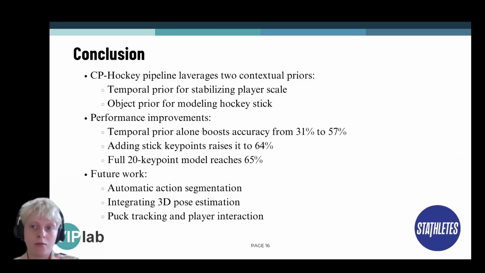In conclusion, our CP hockey pipeline introduces 2 key contextual priors that significantly enhance action recognition in ice hockey. First, a temporal prior helps stabilize player scale across frames, addressing camera-induced jitter. Second, an object prior explicitly models a hockey stick, capturing crucial stick-based motions that standard skeletons miss.